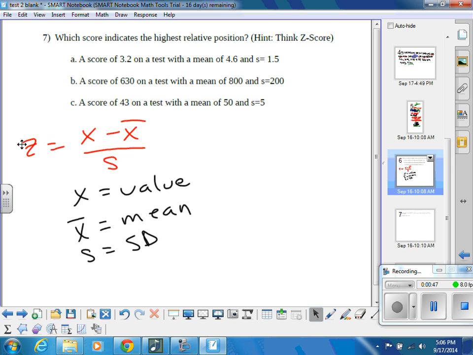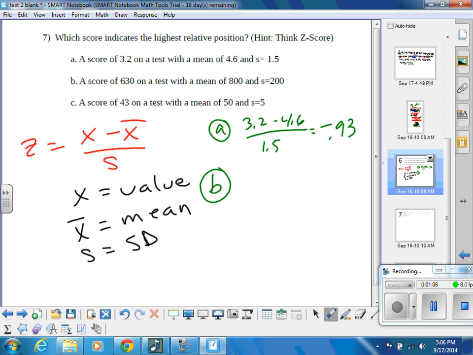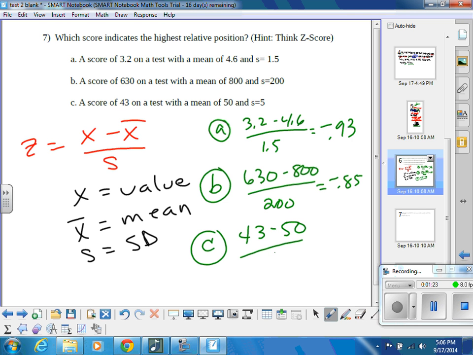I'm going to go ahead and plug these in. So, for the first one, I need to do all of these to figure out which one has the highest. So for A, okay, it's 3.2 minus 4.6 all over 1.5. I plug that in and I end up with negative 0.93. Now the next one, I use 630, that's my x, and 600, all over 200, and I end up with negative 0.85. Now for this one, I do 43 minus 50, all over 5, and I end up with negative 1.4.